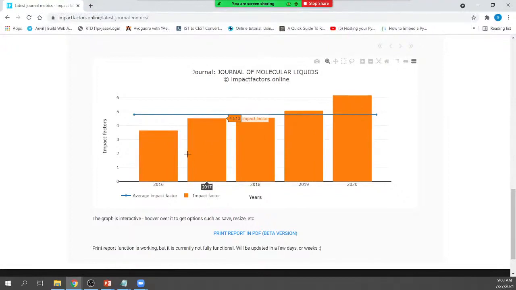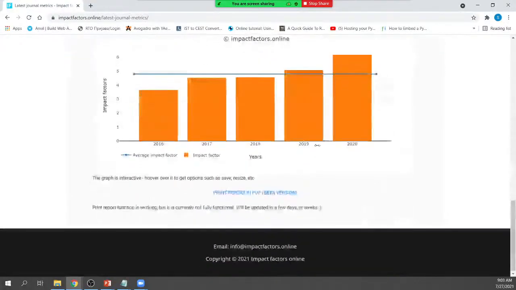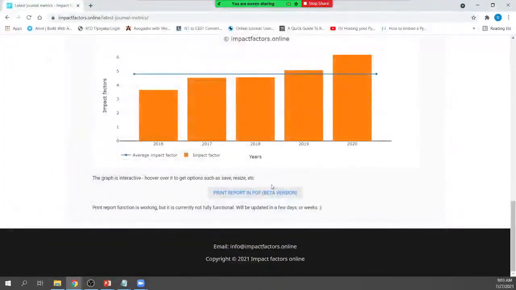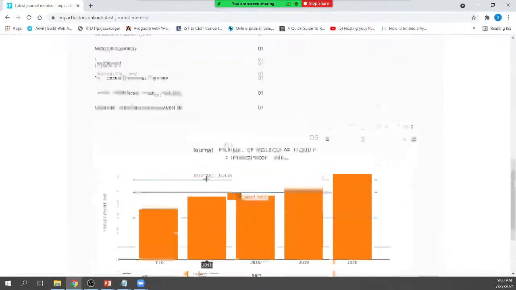When I say your journal, I think the journal where you want to publish your paper. Very soon, it will be possible to print a report about that journal in PDF. Actually, that can be done right now, but the result is not as efficient as I would like. This will print you the short report, but I will deal with this in the next few days or weeks to make it even more functional.